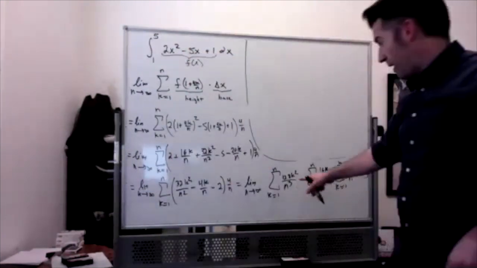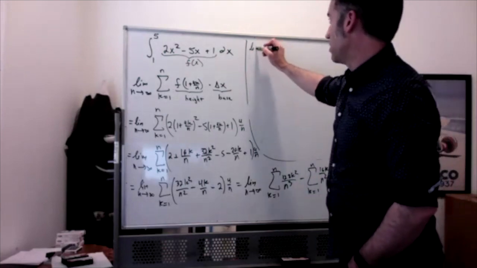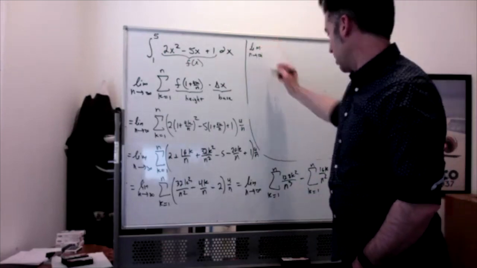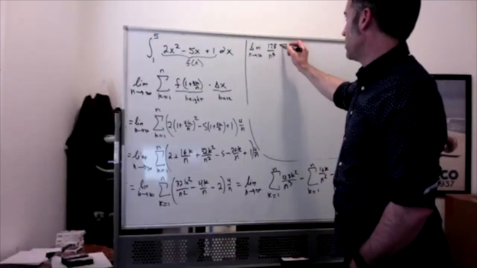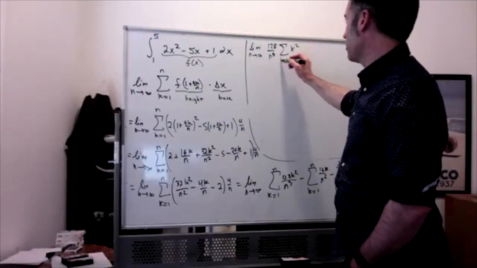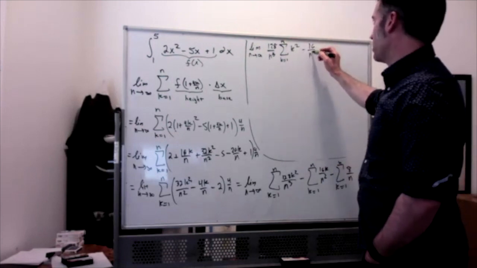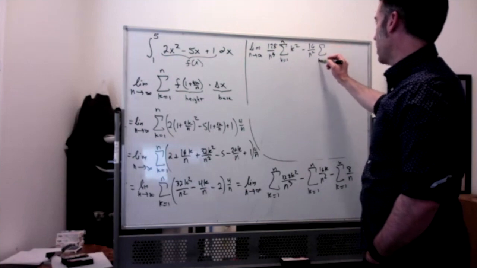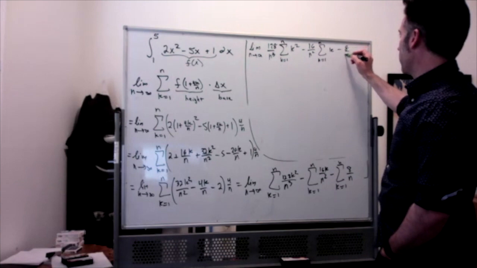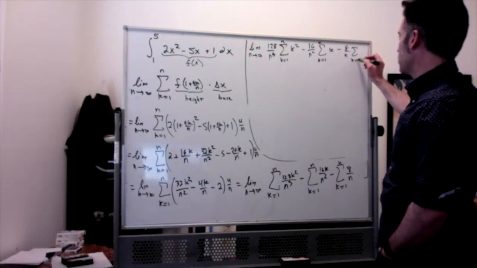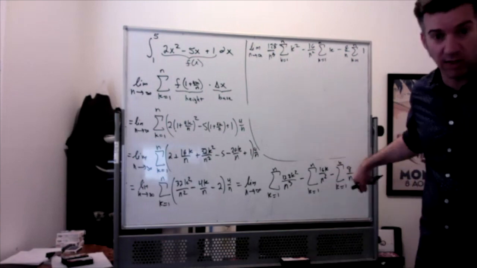So then I'm going to factor out all the not k things. So this is equal to the limit as n goes to infinity of 128 over n cubed times the sum of k squared, minus 16 over n squared times the sum from k equals 1 to n of k, minus 8 over n times the sum from k equals 1 to n of 1. Right? If you factor out the 8 over n, there's still a 1 left there.